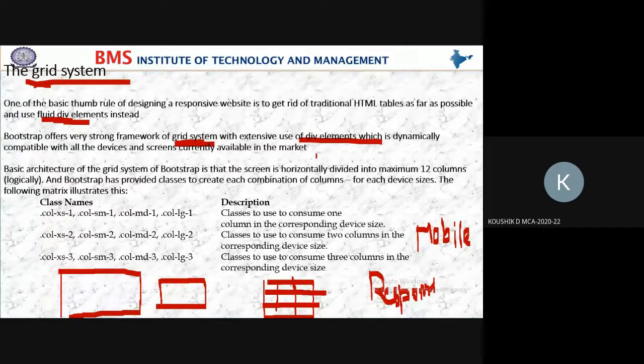Laptops, mobile phones, desktops, tablets. Yes, Bootstrap is compatible and comfortable with all the types of devices available in the market. The basic architecture of the grid system of Bootstrap is that the screen is horizontally divided into a maximum of 12 columns. So the screen is divided horizontally.